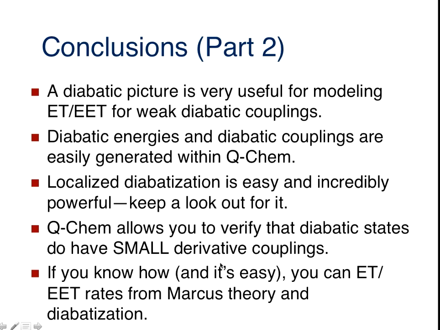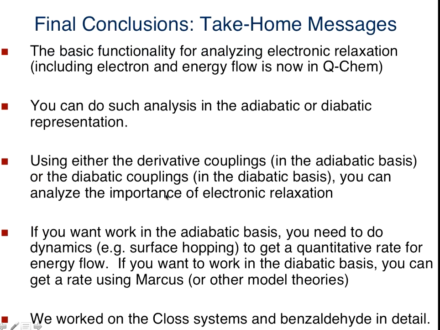Q-Chem allows you to verify that they have small derivative couplings, and then if you actually want to know the rate, not just what the couplings are, again, we have this tendency in quantum chemistry to say, okay, I computed a matrix element, I'm done. What does it actually mean? Well, there is a lot of dynamics theory you can use that will tell you how to use that diabatic coupling and then get a rate out of it, something like Marcus or Redfield theory.